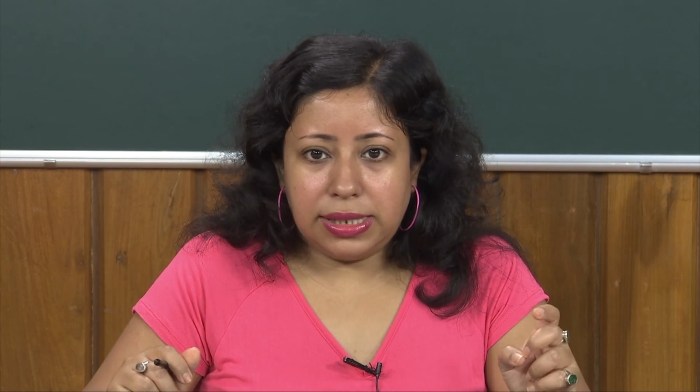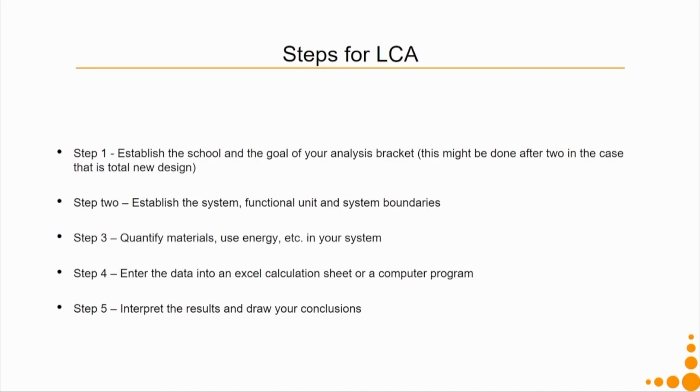The steps for LCA which we will be discussing in the next lecture are: the first step is to establish the scope and the goal of your analysis. The second step is to establish the system, functional unit and the system boundaries. The third step is to quantify the amount of material and the energy to be used. So, my chair requires 5 grams of polypropylene or 12 grams of polypropylene. That is what we mean by quantifying the material and energy in the system.